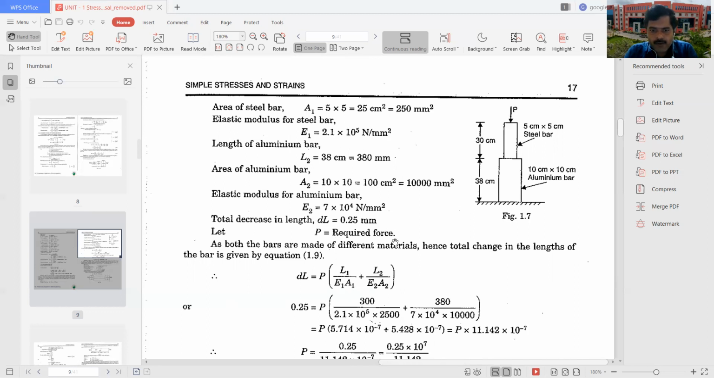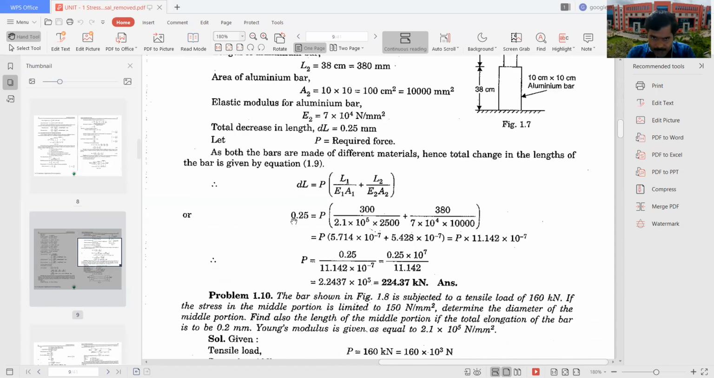So P required force, okay, they are asking you to find out the P value. Here both the bars are made up of different material, hence the total change in length is given by the equation delta L equals P into L1 by A1 E1 plus L2 by A2 E2. Here delta L value is given in the problem as 0.25, L1 given, L2 given, E1, E2 given, and A1, A2 you identified based on the cross section. 4,500, 10,000. So if you substitute, you will get the unknown value of load P. That is nothing but 224 kilonewton.